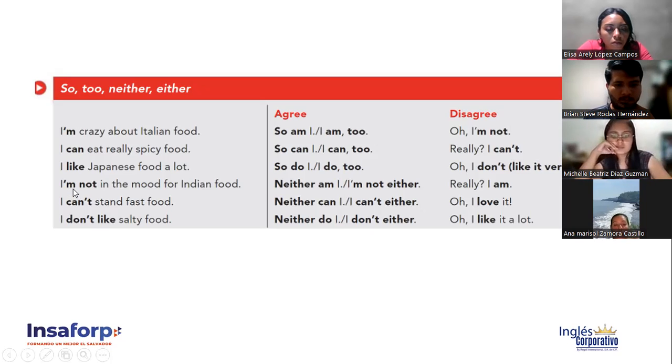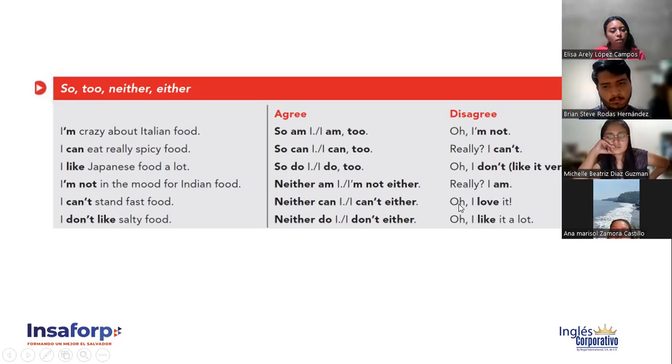Disagreement, or I don't, or I don't like it very much. Okay, another one, I'm not in the mood for Indian food. Neither am I. Entonces, para decir yo tampoco, ¿por qué digo tampoco? Porque estoy en negativo, ¿verdad? No estoy de humor o con ganas de comer comida india. Entonces, para decir yo tampoco, neither am I, or I'm not either. Pero si usted sí tiene ganas de comer Indian food, diría, really, I am. Solo lo hacemos en affirmative. Okay, another example. I can't stand fast food. Neither can I, or I can't either. I don't like it. But if you like it, you say, oh, I love it.